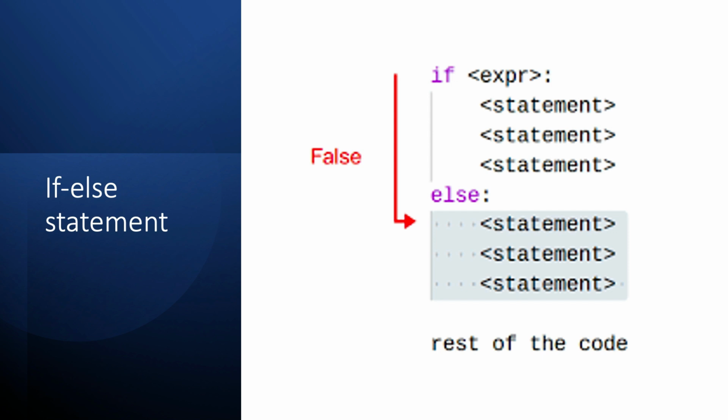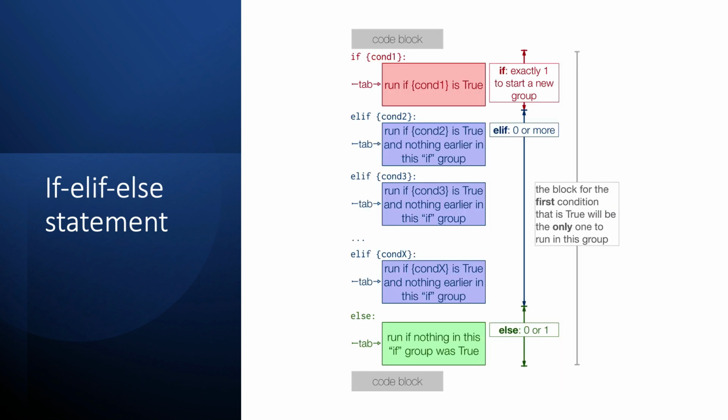And after executing the appropriate block of code, the program continues with the rest of the code that follows the if-else statement. Now this ensures that one of the two code paths is always taken, which provides a clear way to handle different outcomes based on a condition. Now this slide provides a detailed explanation of the if, elif, else statement in Python, which is a more complex conditional structure used to evaluate multiple conditions in sequence.